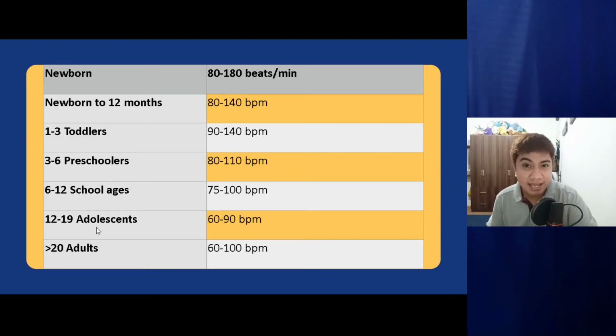For adolescents like you, 12 to 19, your normal heart rate is 60 to 90 beats per minute. And for adults 20 and above, we have your 60 to 100 beats per minute. So as you can see, age variation also contains a specific range of normal pulse rate. Okay.